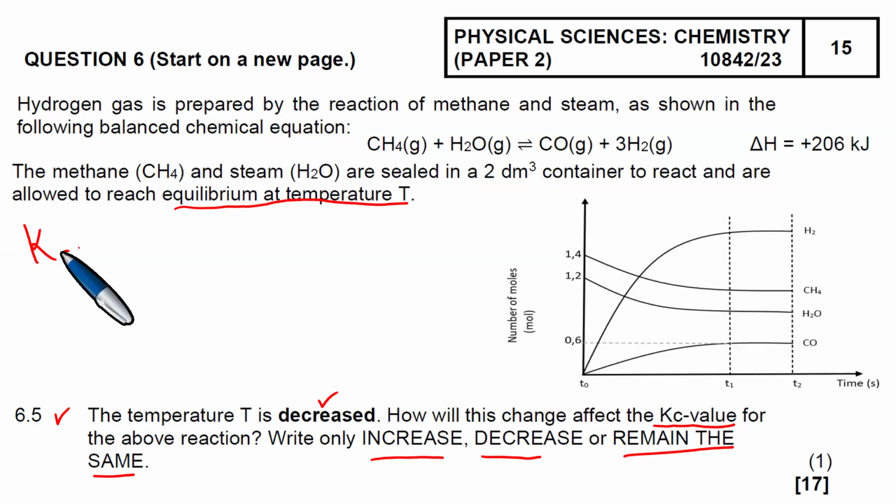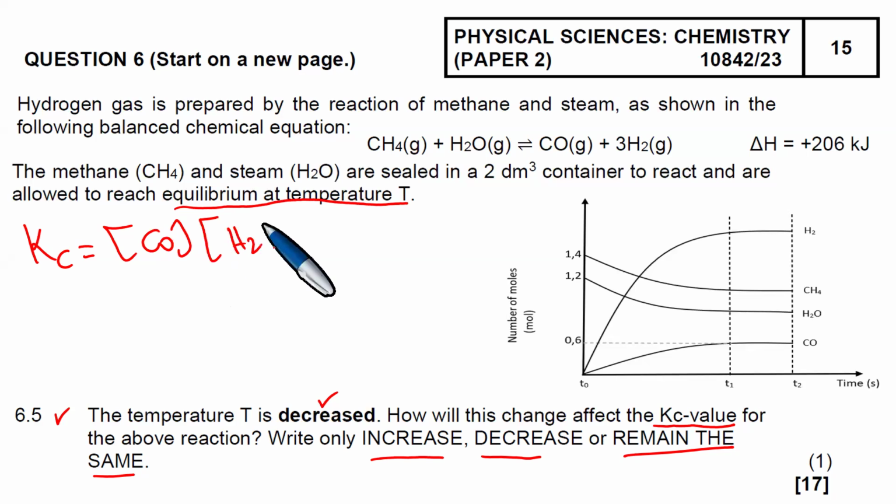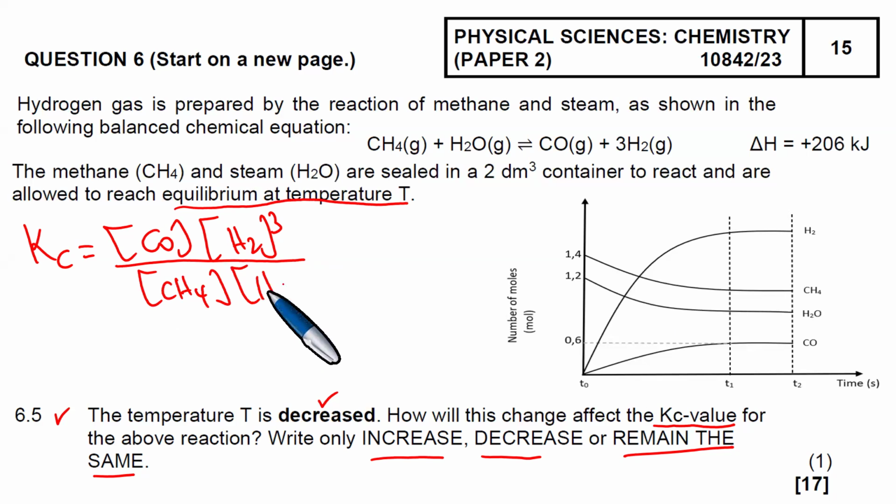Kc. CO. Hydrogen. CH4. H2O. Water. So we've taken the concentrations of the products and we divided by the concentrations of the reactants, and this is the Kc value. But the temperature is decreased.